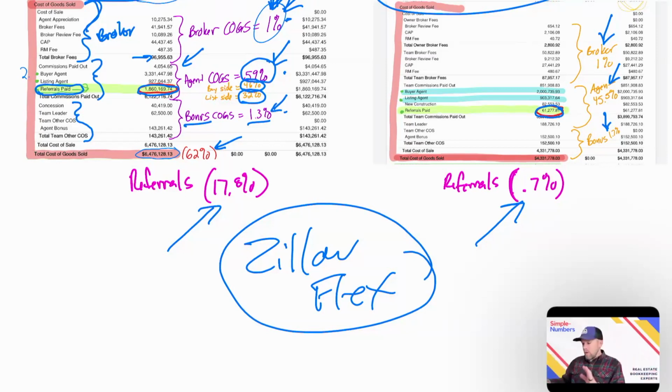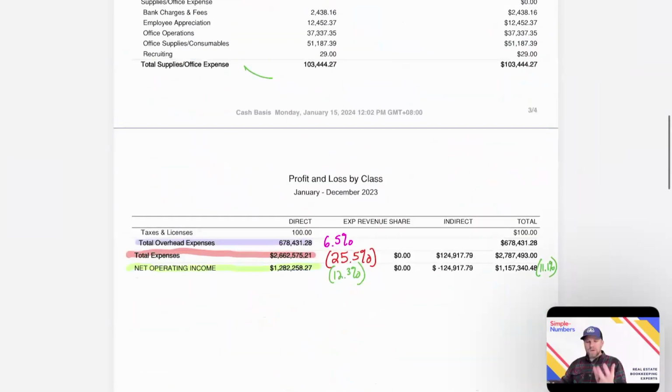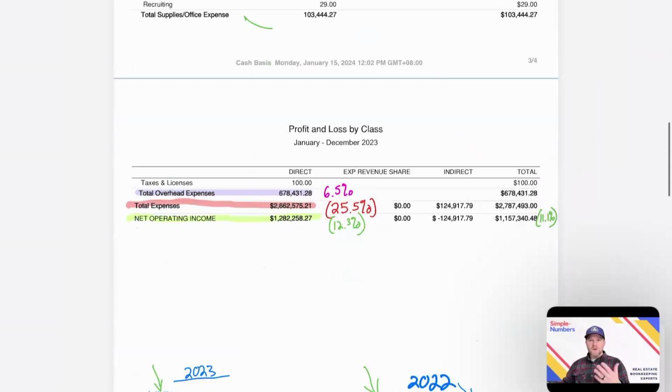So I want you to see how we need to look at the P&L with those 5 sections.